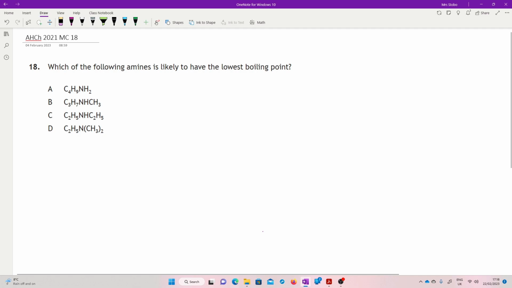Question 18. Which of the following amines is likely to have the lowest boiling point? Two things really affect your boiling point. One is mass, but there's no difference between the number of carbons in here, so that's not going to be a factor. The second thing is intermolecular bonding. The strongest intermolecular attraction that increases boiling point is your hydrogen bond, and that's normally what we're looking for in amines.